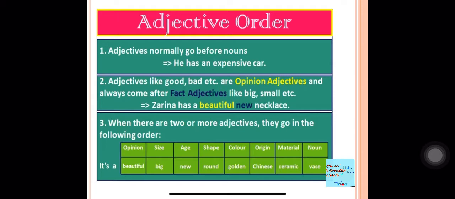Alright, girls, do you know what the word fact means? It means that something is real. For example, the necklace is new. This is something real. Okay, the house is big. This is a fact. It is big. Alright, but whenever I say it's a nice house, nice, it's my opinion. You might not like it. Okay.